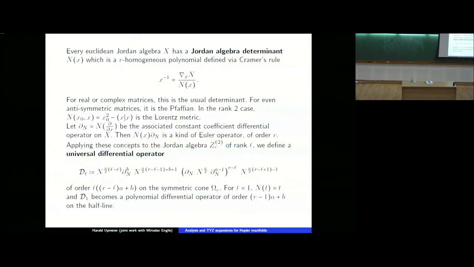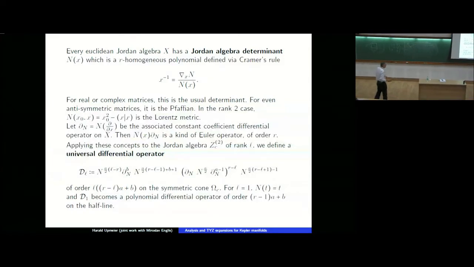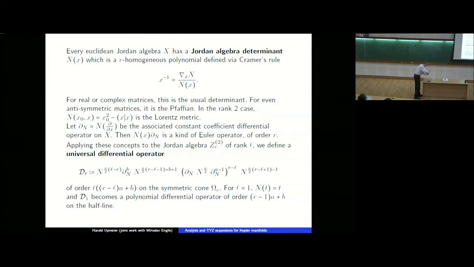Namely, I mentioned already that every Jordan algebra has a determinant, essentially given by Cramer's rule, namely the exact denominator of the inversion map.